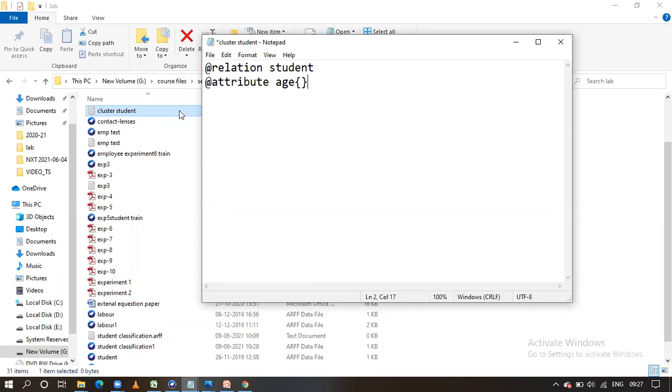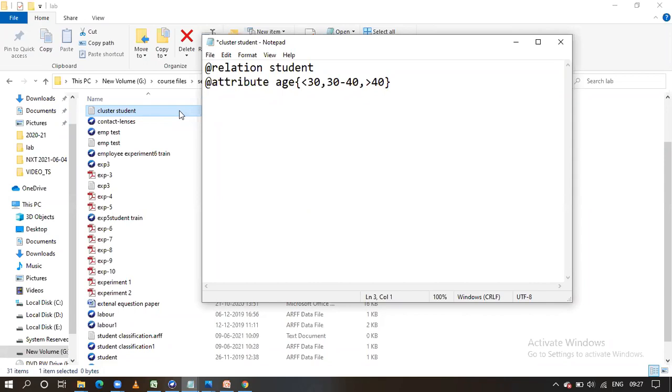Here we have to mention the different values, that is less than 30, 30 to 40, greater than 40. These are the three values we are going to use for age, guys. These are the three values I have to mention.